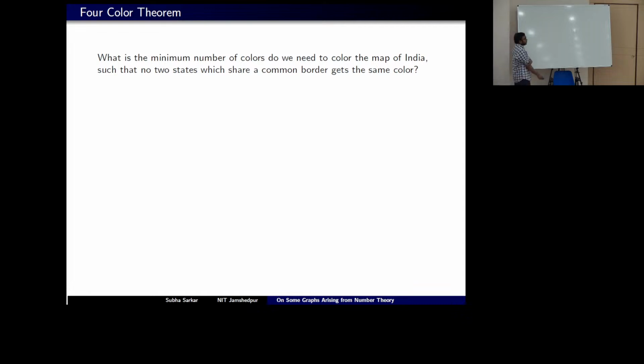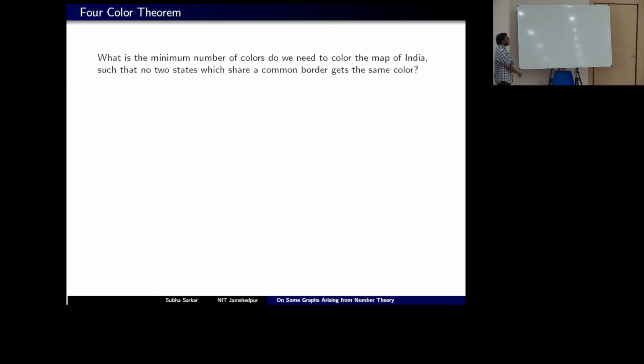Okay, I mean you cannot find any map which requires 5 or more colors. So this is the famous 4-color conjecture at the time, that is, every map is 4-colorable. This problem was also solved by using graph theory.